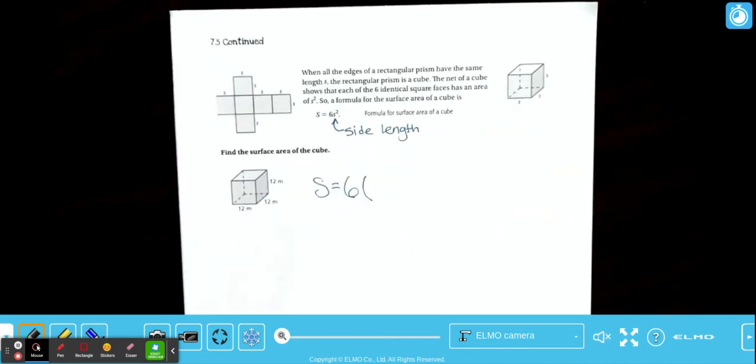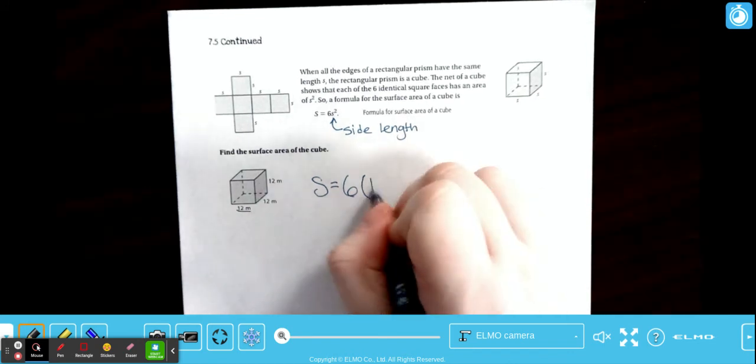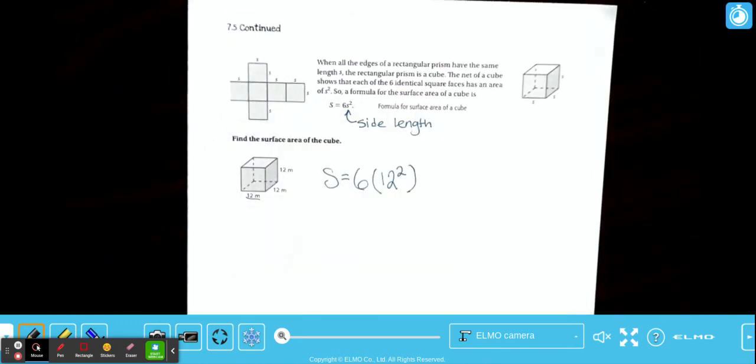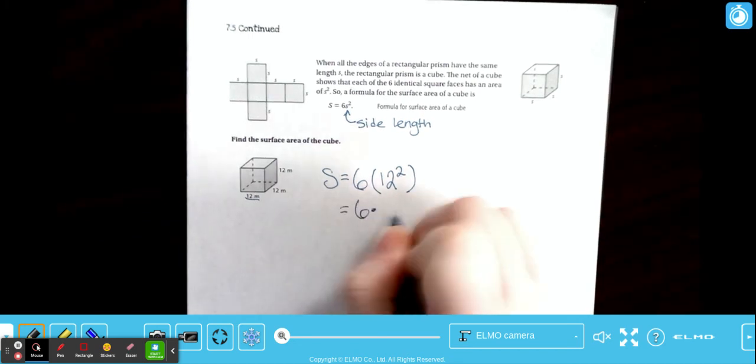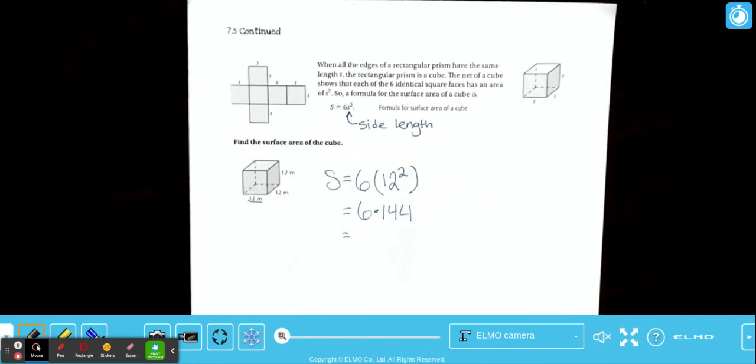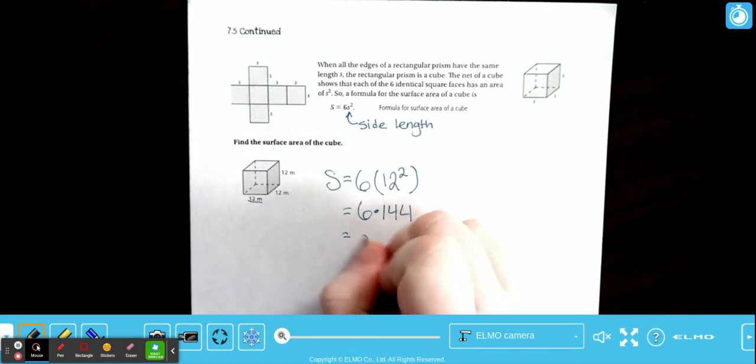So using this formula, our surface area is equal to 6 times, so I'm going to put parentheses. What is the side length of this cube? 12. Okay, so we're going to do 12 squared. Who can tell me what 12 squared is? Be careful. It's 144. Nice job. So we're going to do 6 times 144. 864. What? Meters squared.